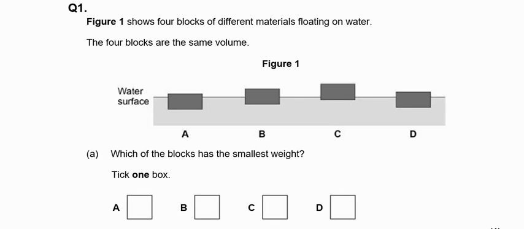Question 1. Question 1 touches on the topic of upthrust and buoyancy, but we don't have to have a full understanding of that topic to be able to answer this question. Which block has the smallest weight? Almost everyone got this correct, just from their intuition. Block C has the smallest weight because it requires the smallest upthrust from the water to keep it floating.